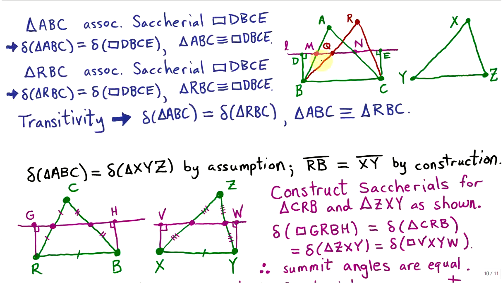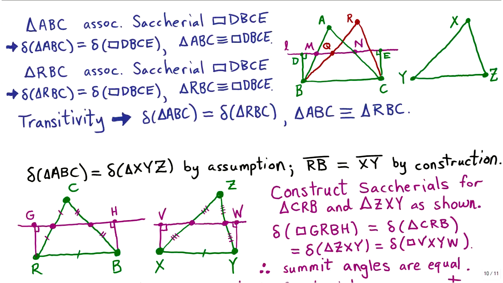We just showed that RBC has the same associated secarial, so again, they have the same angle deficits, and they're equivalent by dissection. So, by transitivity, these two triangles, ABC and RBC, have the same angle deficit, and they too are equivalent by dissection. Now, why did we go through all this?